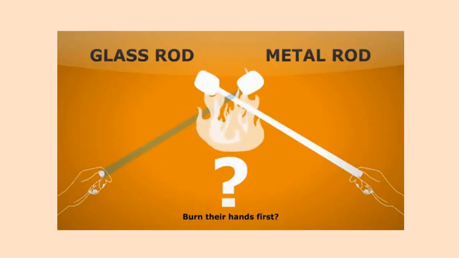Have a little think about which person is going to burn their hand first. The person roasting the marshmallow with a glass rod or with a metal rod? Try and include as many key words in your answer as possible. You may wish to use insulator, conductor, transfer, thermal energy.